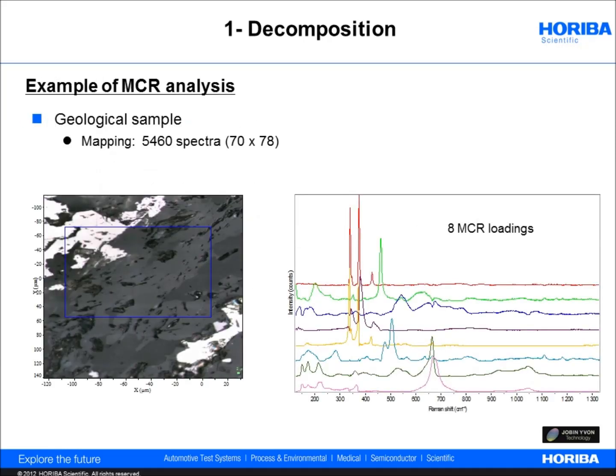An example of MCR is given with this map of a geological sample for which no detailed information about the composition was provided. Using the cursor, univariate analysis as a first approach gives already some information, but is limited as many different spectra are found, corresponding to mixtures in many cases. The MCR analysis with 8 components leads to the loadings as displayed.